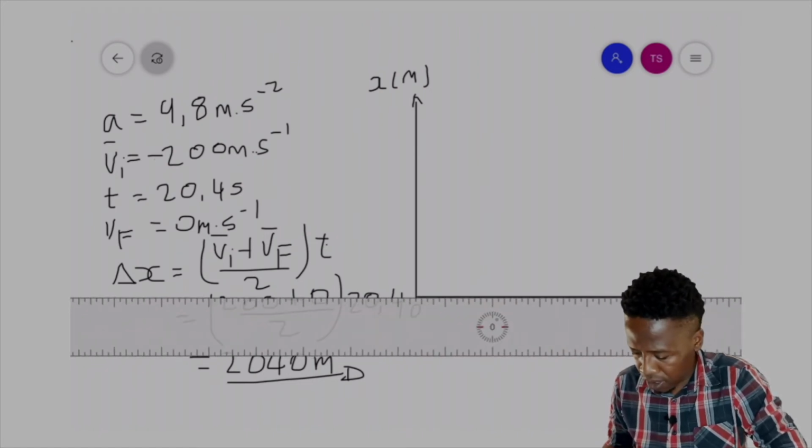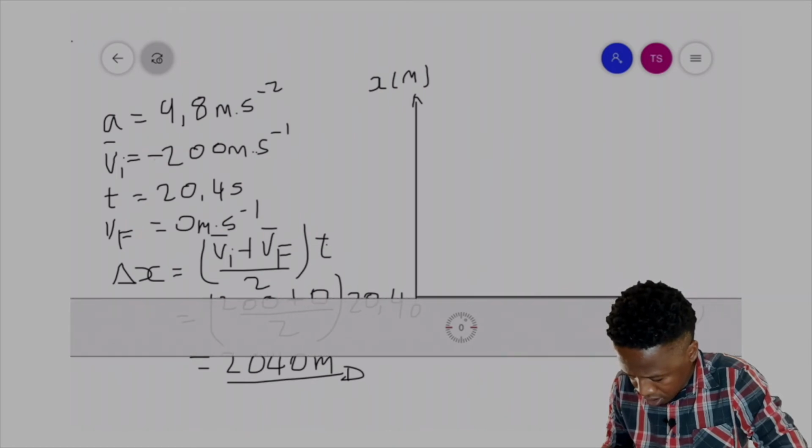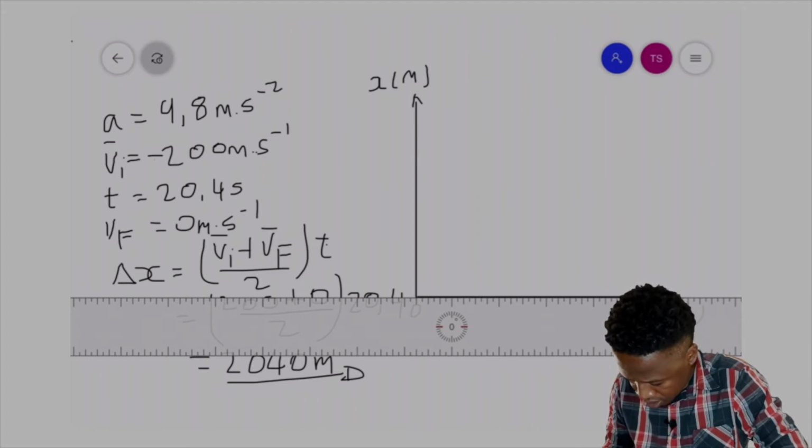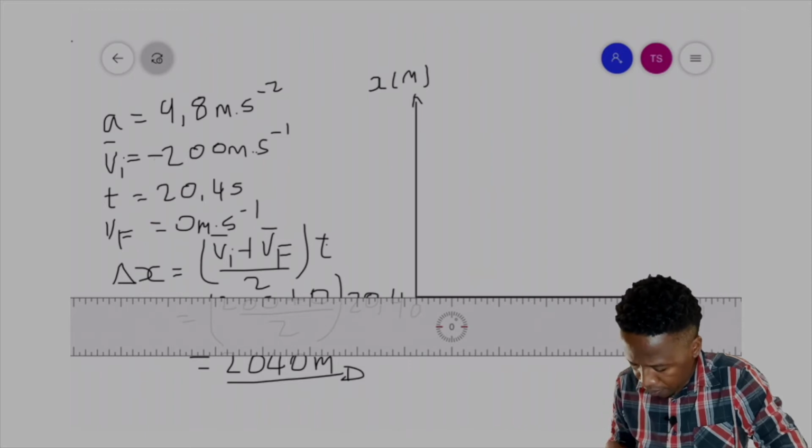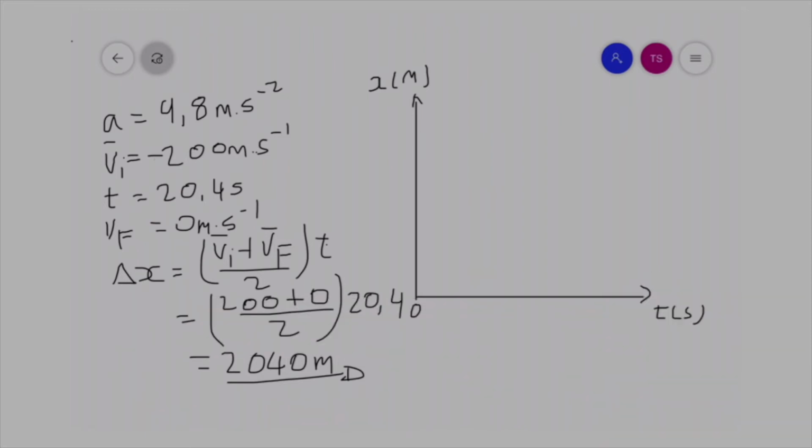So let me see if I can write it according to scale. Alright, I'm just gonna do it roughly, but then I'll try to be as accurate as possible, right? So I'm gonna go with a scale of 10, 20, 30, 40, 50, let's say 60.